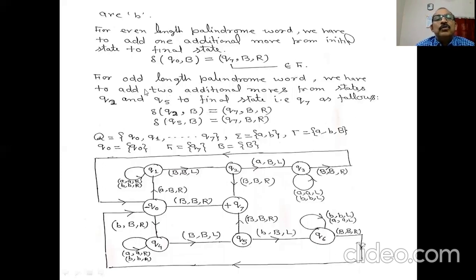For odd length palindrome, the machine is not in the initial state. Machine is in state Q2 or it may be in state Q5. In this situation, if machine in state Q2, input is B, it goes to the same final state Q7, replaces this B by B and moves in the right direction. If machine is in state Q5, replace this B by B and moves to the state Q7.